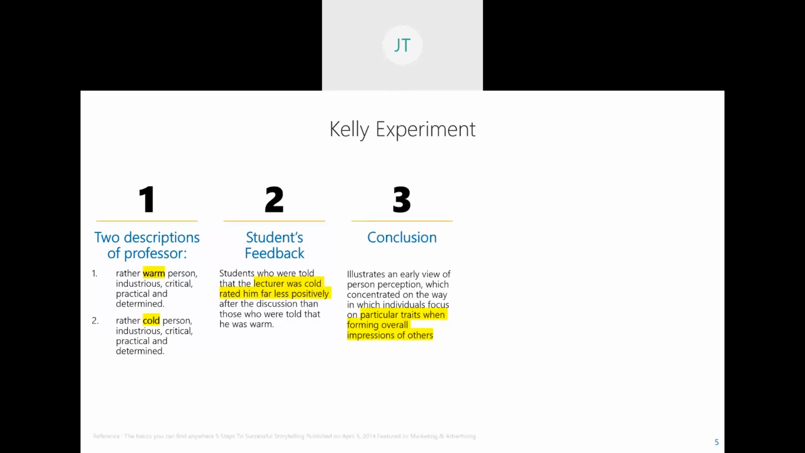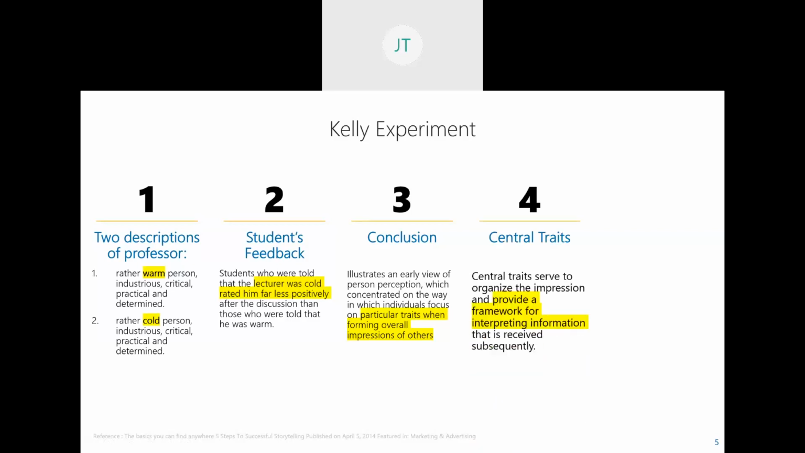So, conclusion: there are particular traits that form the overall impression of a person for others, even if they are just conveyed to us. Some of these traits are very essential in judging a person's personality. For example, everything else remained the same, but just whether he's a warm person or a cold person impacted the entire impression of the group listening to him, whereas his knowledge and his pitch were exactly the same. That is what they call central traits. That is where it started. From a central traits perspective, it provides a framework for interpreting the information.